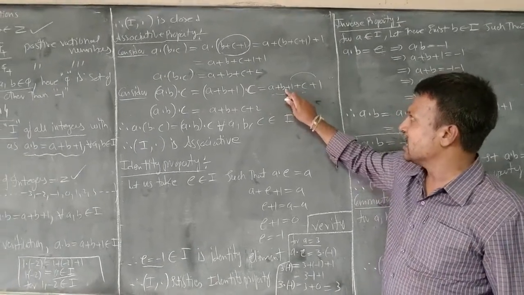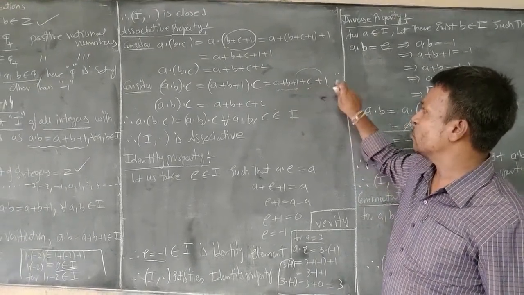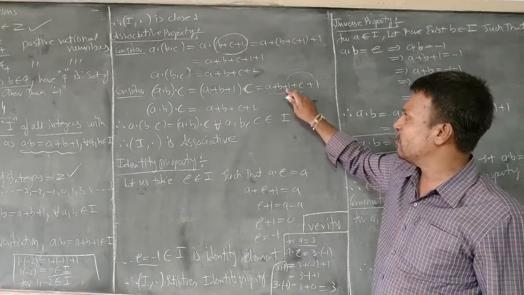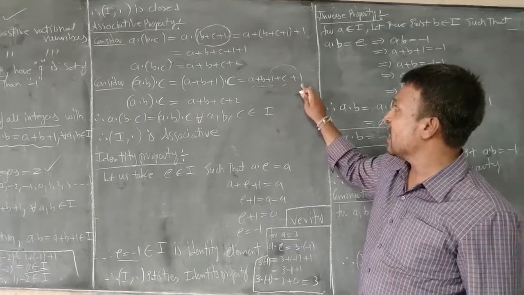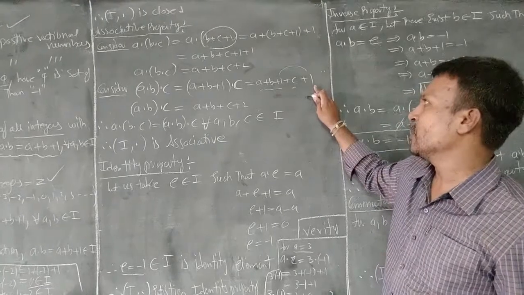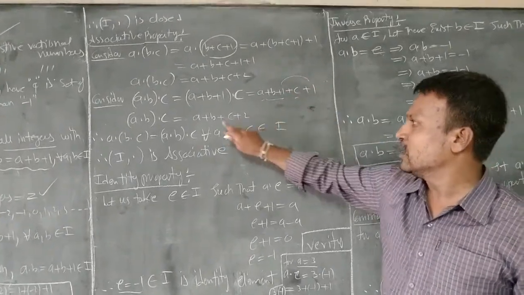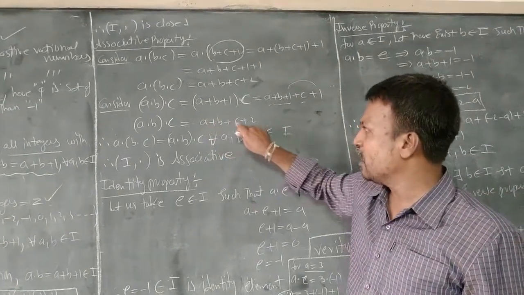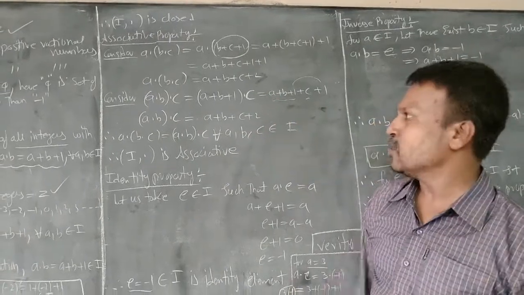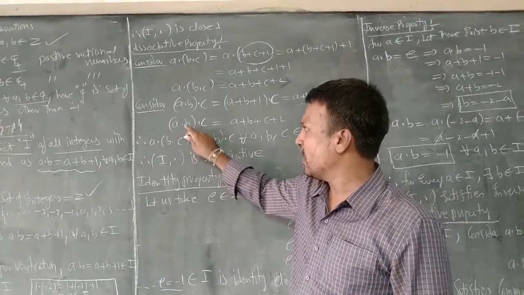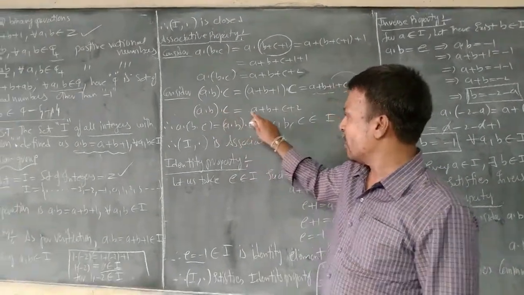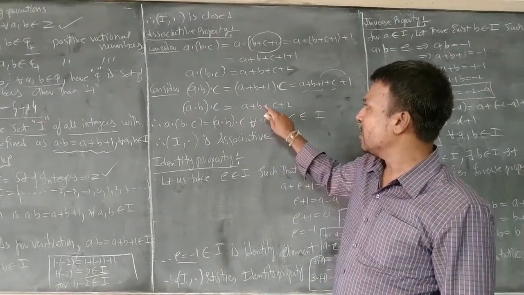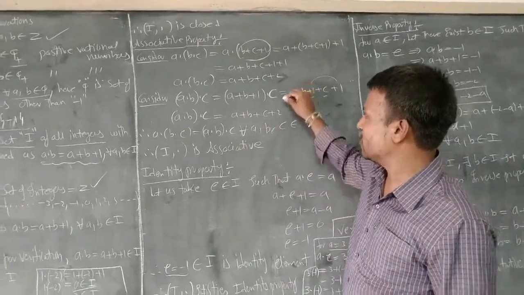Therefore it is written as a plus b plus 1. Instead of a we have got a plus b plus 1, instead of b we have got c, and instead of 1 we have got 1. So 1 plus 1 gives 2. So on the whole we have got a plus b plus c plus 2. So the right hand side value is a dot b of dot c, and we have got it as a plus b plus c plus 2.